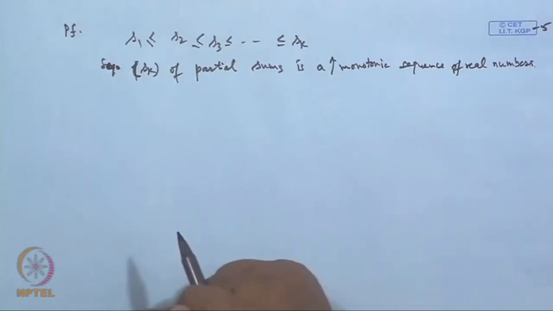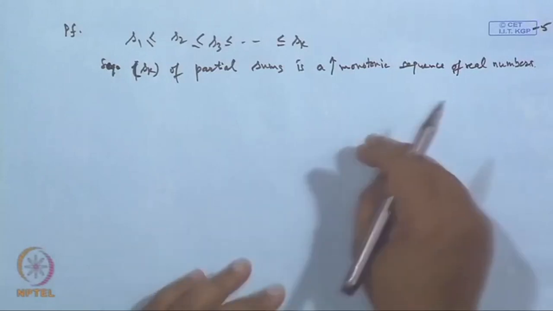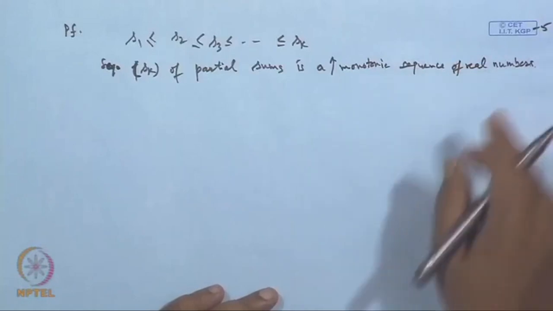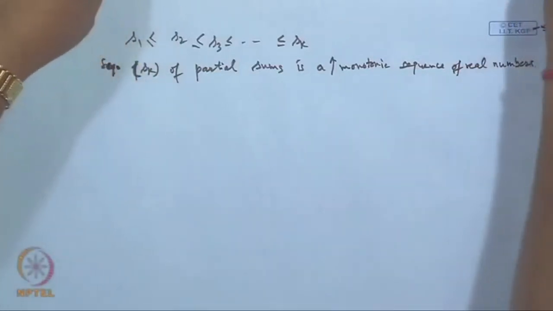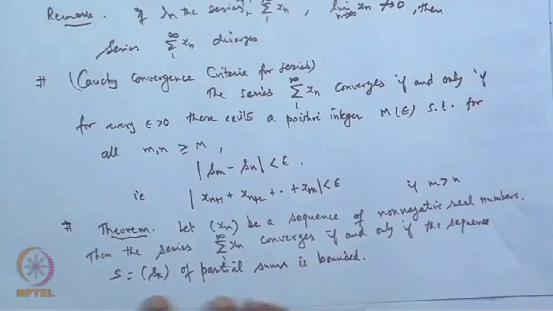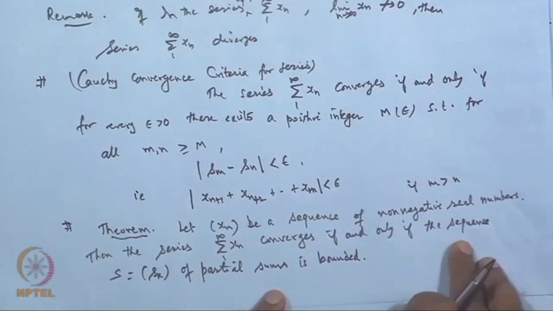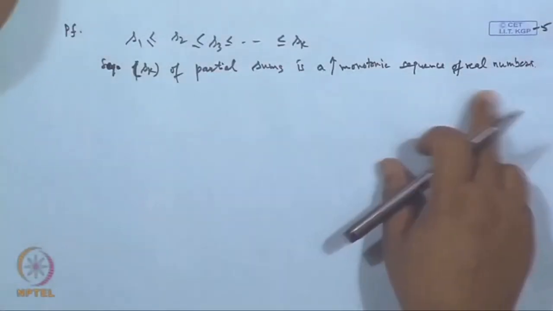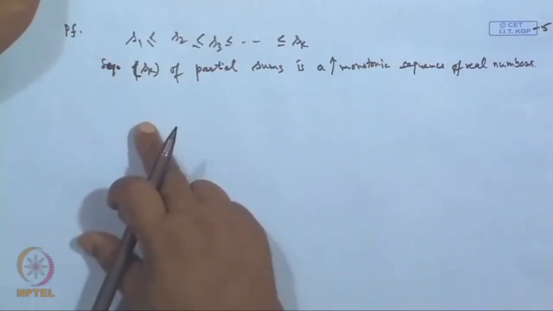Now, what is the monotone convergence theorem? The monotone convergence theorem says any monotonic sequence which is increasing and bounded above must be convergent, or a monotonic sequence which is decreasing and bounded below must be convergent. Here, this is a monotonic, increasing sequence of real numbers, and what is given is that the series is convergent. If this sequence is bounded, then this monotonic sequence is bounded, so once it is bounded, it has to be convergent.